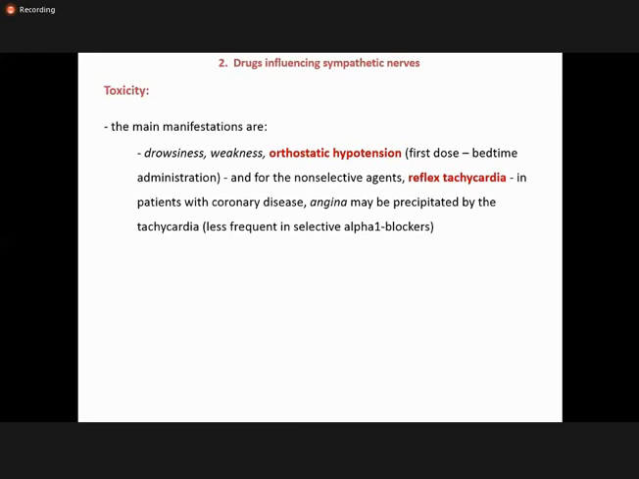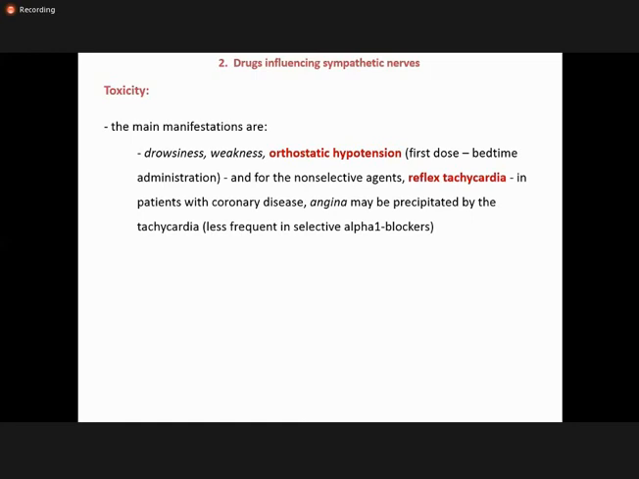So this is an important point. Why is it important? Because if a patient is taking an alpha 1 blocker, what will happen? When there is a change in the posture, it will induce orthostatic hypotension or postural hypotension. Because normally when there is a change in the posture, alpha 1 receptors are stimulated and it prevents the downward movement of the blood. So it prevents the drop in the blood pressure.